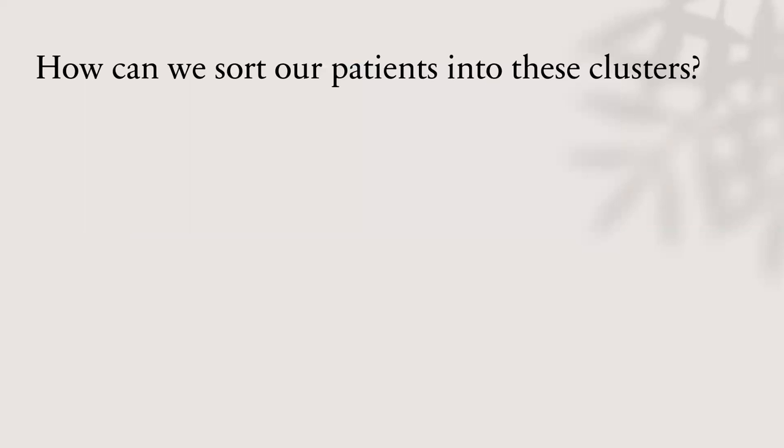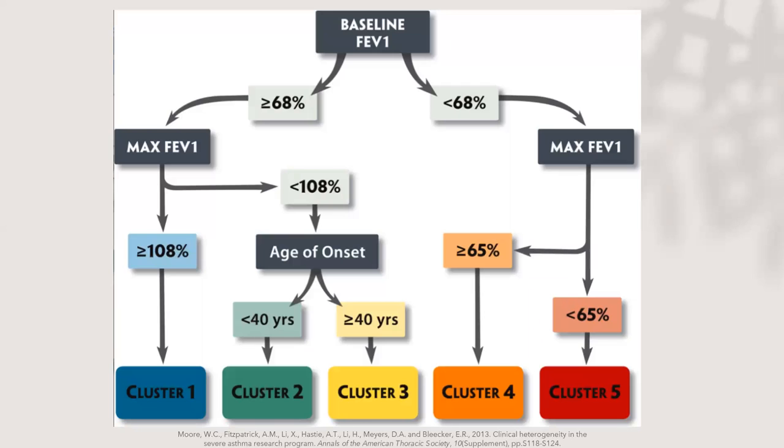So how does this matter for us, right? We have all these clusters, everything's great, we have good graphs, but how can we sort our patients into these clusters if you see a patient in the clinic, for example? So the SARP analysis came up with a great little flow chart for you. The way that they sorted these patients into the clusters, they used this graph and they actually had an 80% accuracy of putting them into the right cluster.